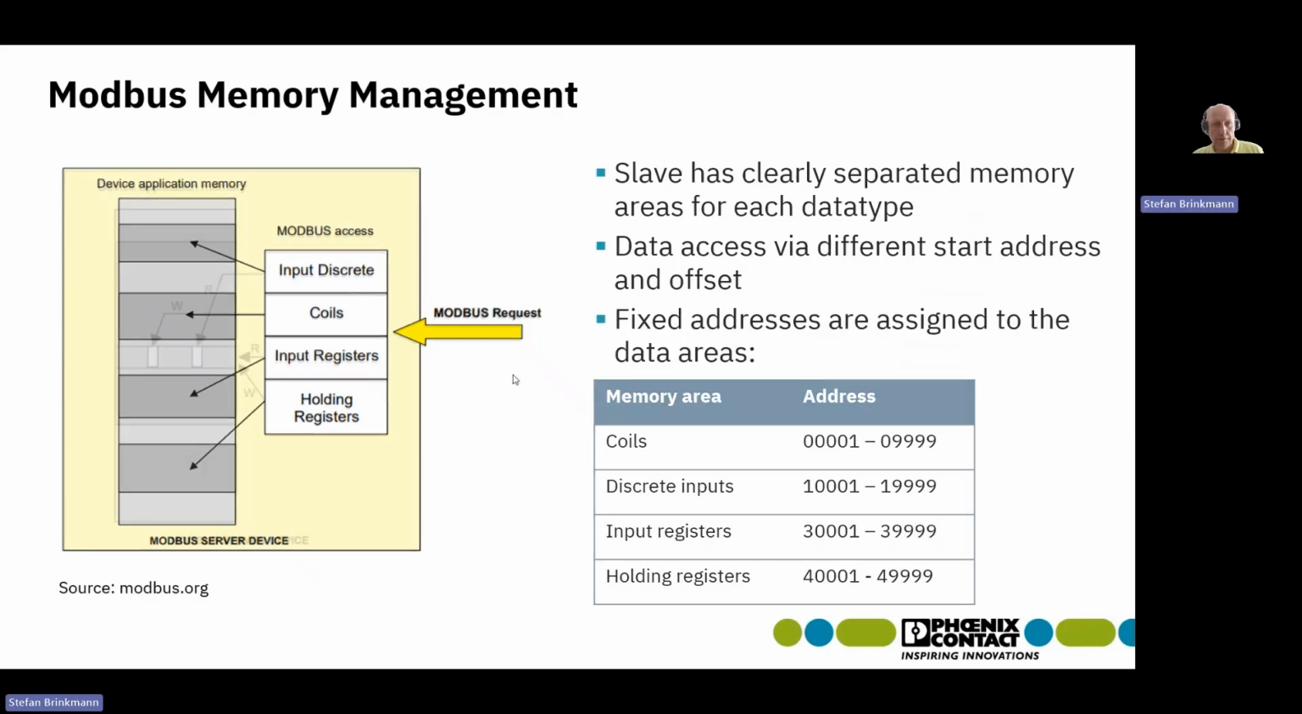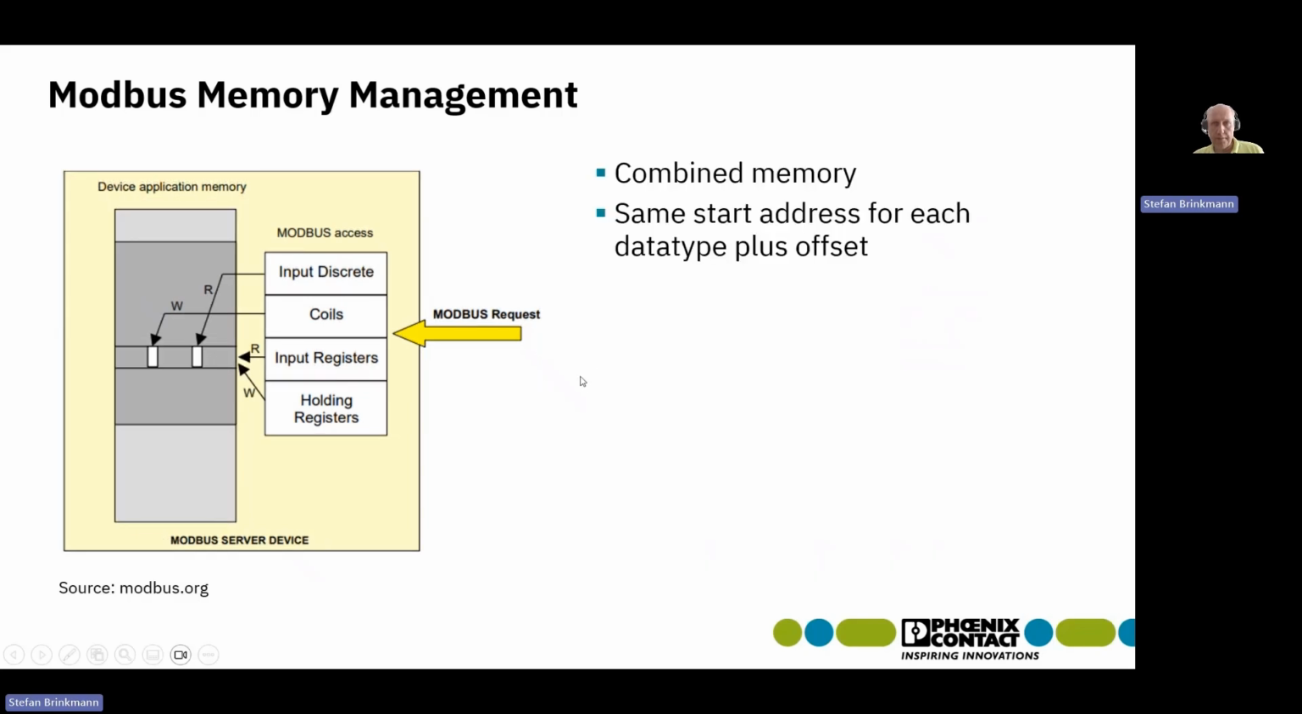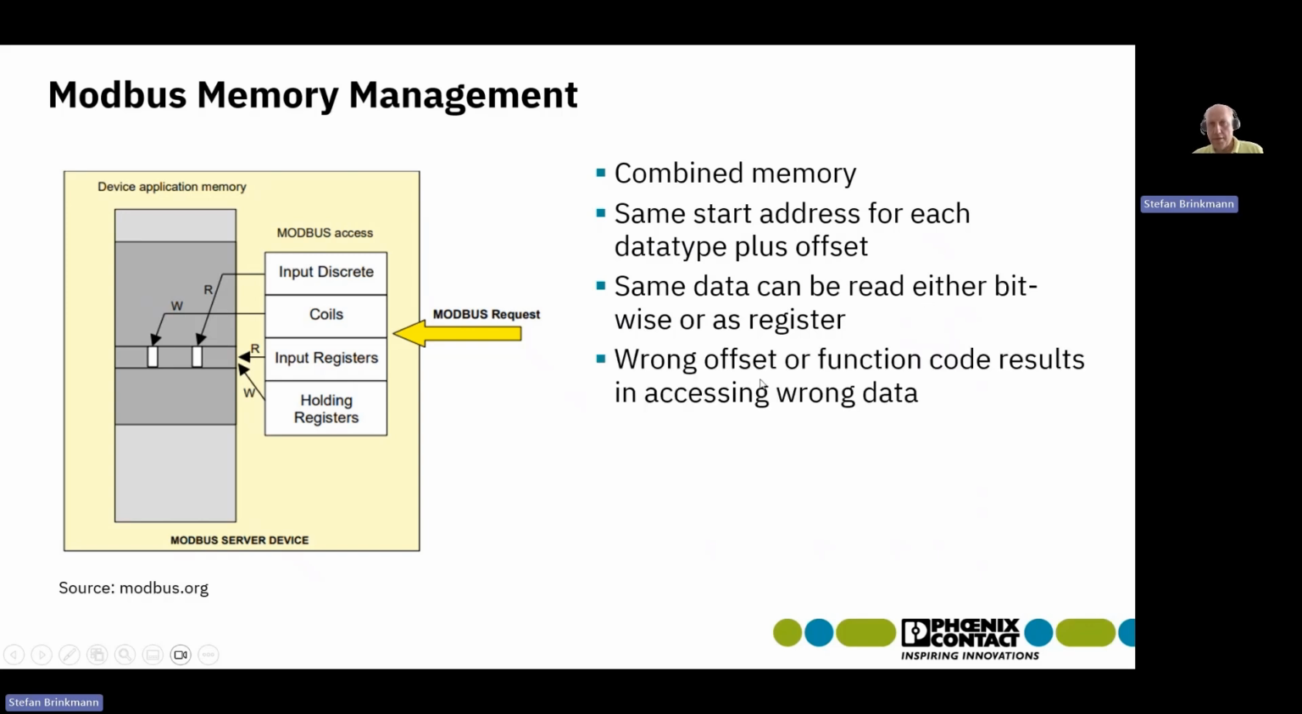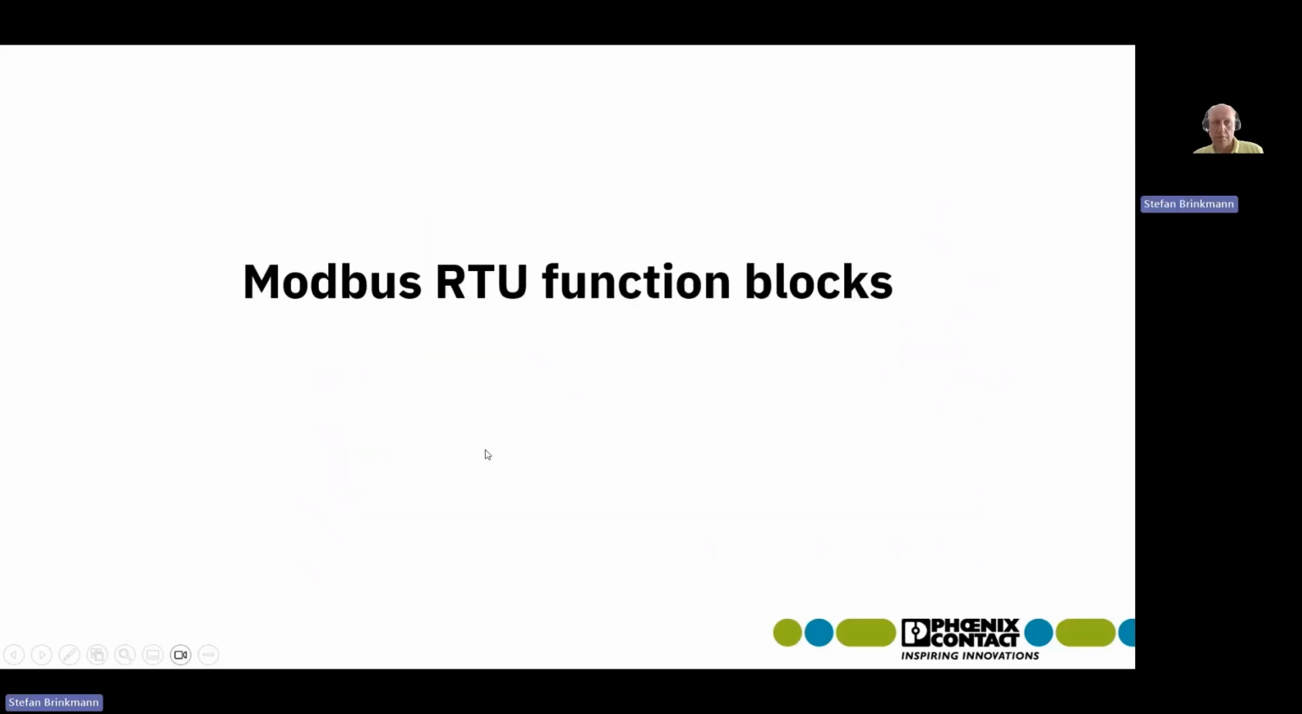On the other hand, it's also possible to have a combined memory. So all of these data have the same start address plus a data type offset. So the same data can be read either bitwise or as a register, but you have to be careful not to use the wrong offset, because this will result in wrong data. So both models are supported and can be used.